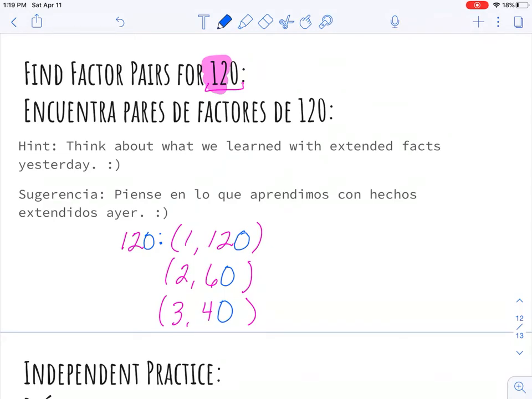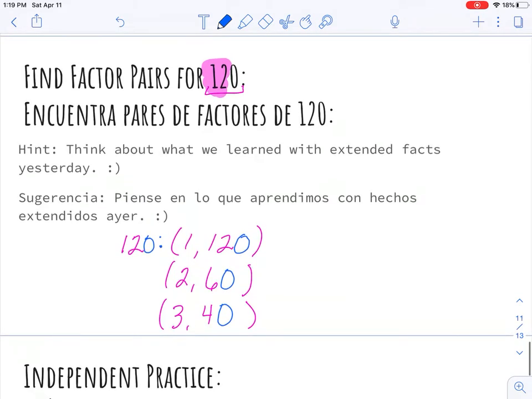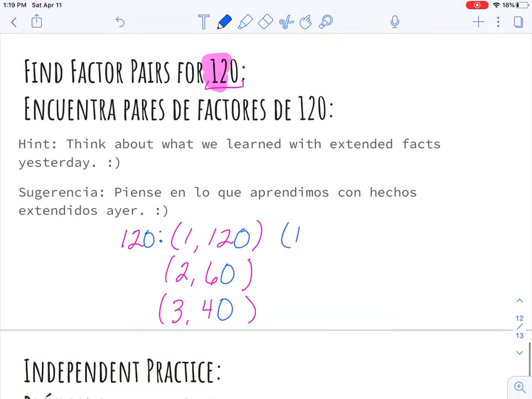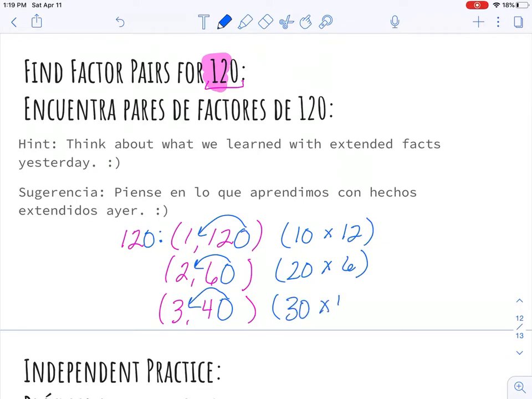That's the same thing. But for this one, we could also say it is 10 times 12. We're just switching the 0. Do you see what I did? I put the 0 over here that time. We could say it is 20 times 6. Just switch the 0. Or 30 times 4. Just switch the 0.